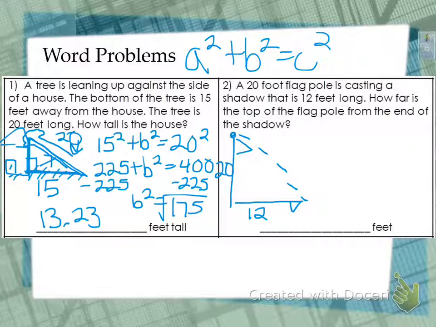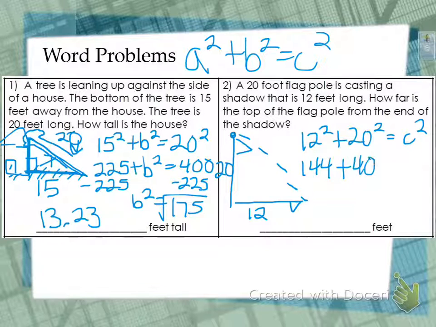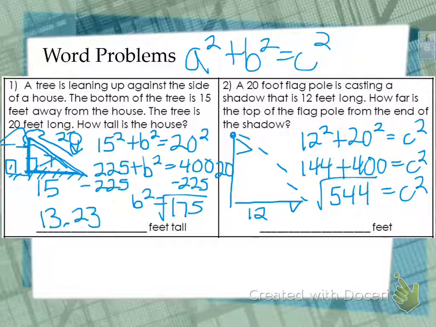So I drew that as a dotted line. That would be my hypotenuse, which is also my missing side in this problem. So 12 squared plus 20 squared equals c squared. 144 plus 400 equals c squared. 544 equals c squared, meaning that from the top of my flagpole to the end of my shadow, when I find the square root, is 23.32 feet.